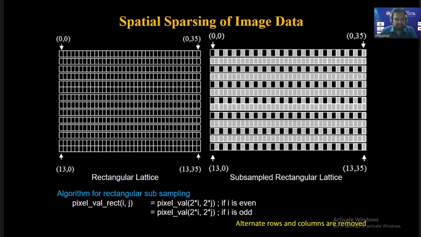Spatial sparsing of image data. For example, consider a rectangular lattice shown on the left. One can get a subsampled rectangular lattice by removing alternate rows and columns. An algorithm to do this job is given in this slide.